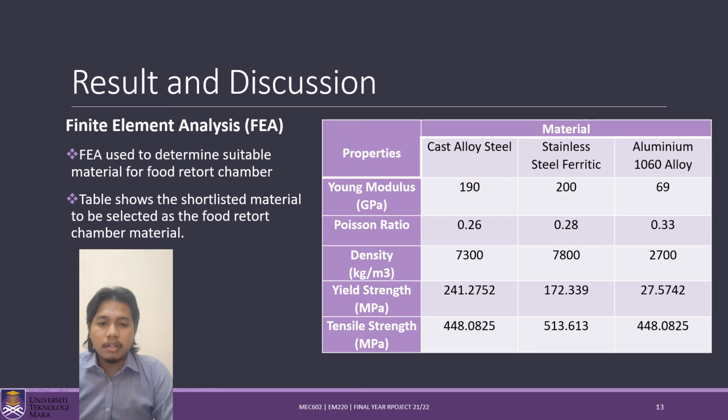For the next result and discussion, finite element analysis is conducted on the food retort chamber in order to select the best material for it. In the table, as you can see on the slide, there are shortlisted materials to be selected as the material for the retort chamber. The materials are cast iron, cast alloy steel, stainless steel ferritic, and aluminum 1060 alloys.